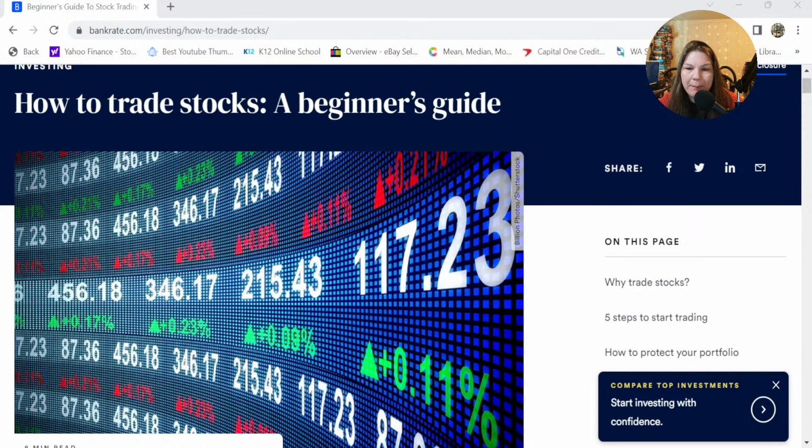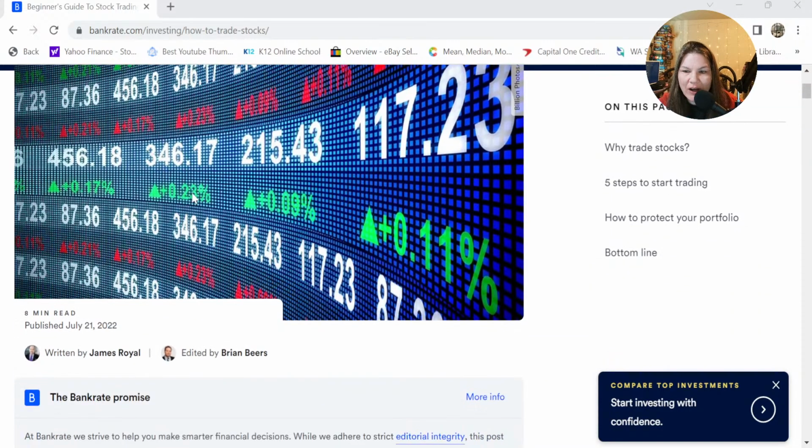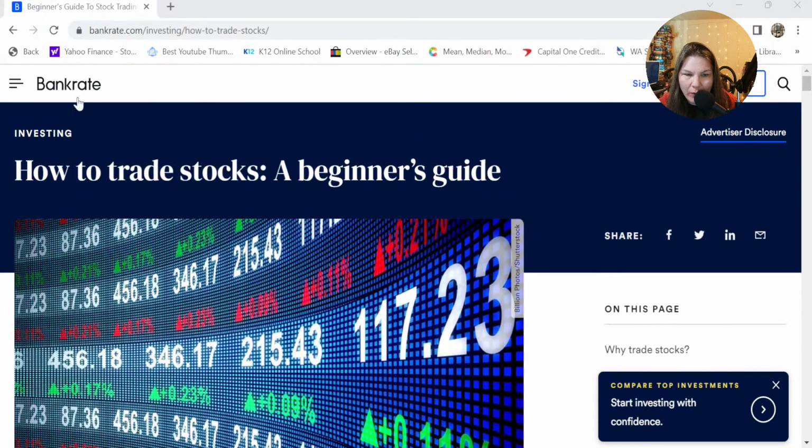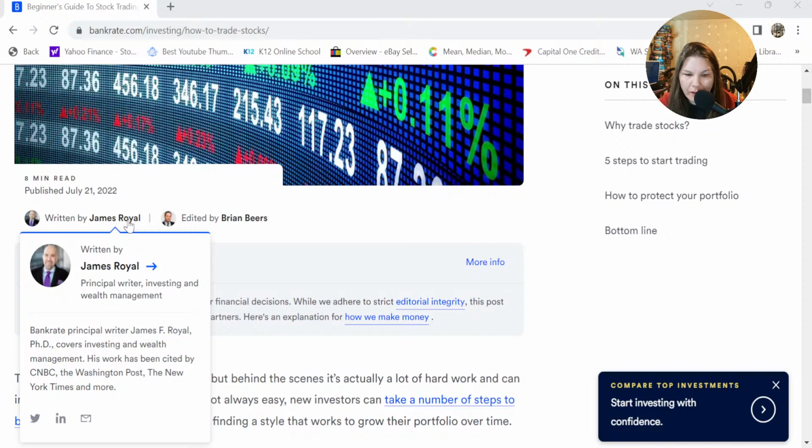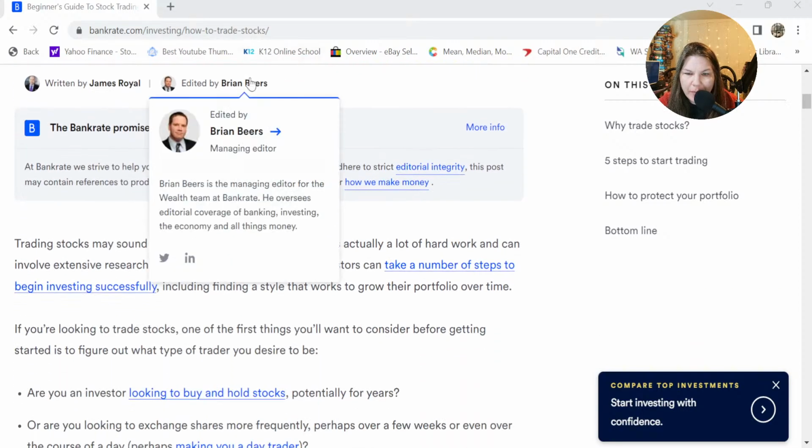So let's just jump in on how to trade stocks, a beginner's guide. And this is from Bankrate. Bankrate has some good articles, free articles, just like other things. So let's go over this. This is written by James Royal. James Royal is a principal writer in investing and management. Well, all right, James, let's read. It's edited by Brian. And Brian is managing editor for Wealth Team.